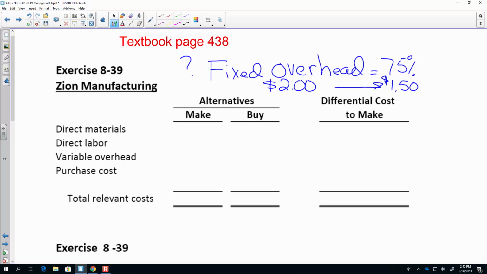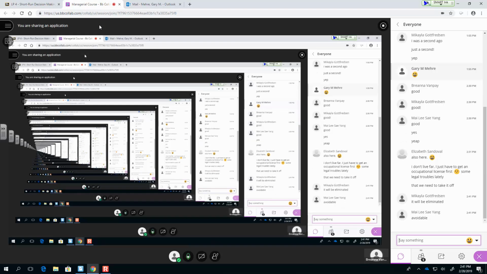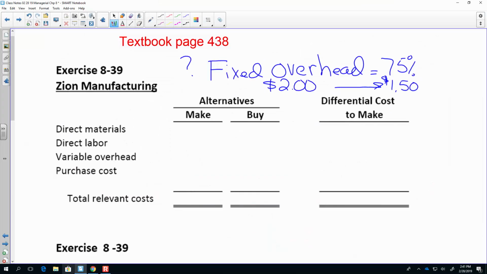But what does it say about the $1.50? It would be eliminated if the component were no longer produced. Yeah, it's eliminated. You're right, Michaela. Very good. Yes, it's avoidable. So if it can be eliminated or avoidable, it's relevant to our decision, and it's included on the make side of things. So back to our problem, we have 12, 8 1/4 on the make column.